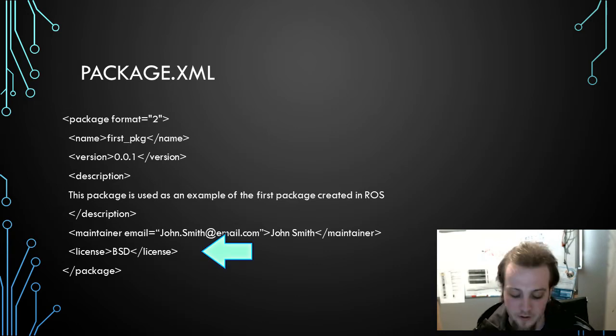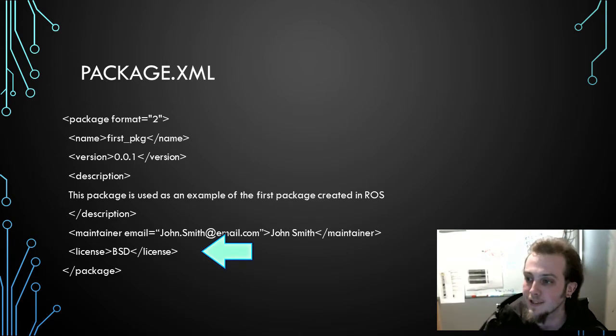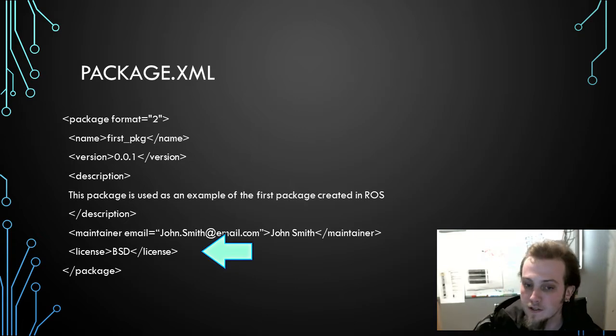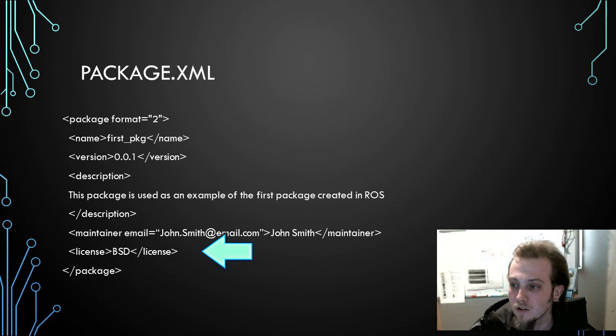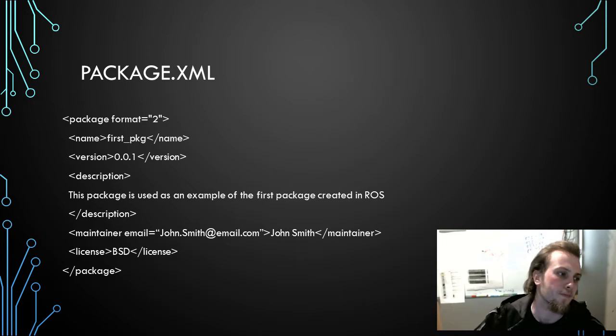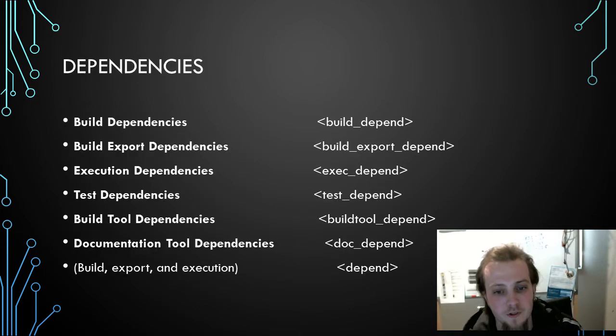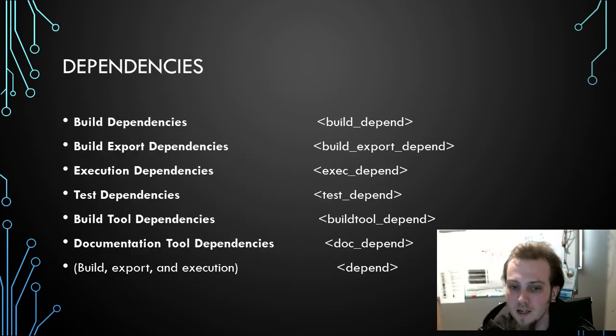And you'll have to do some research on this if you want to release your package such that it's used appropriately within your license, and if you're dependent on other licenses. Another thing that is included in the package.xml file is the dependencies. Now there are 6 types of dependencies.